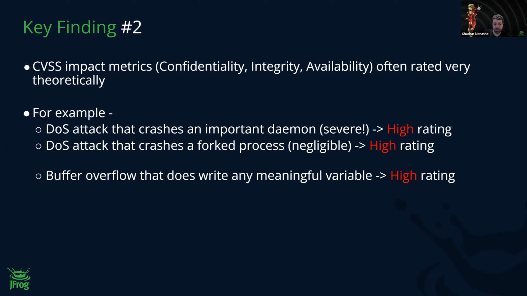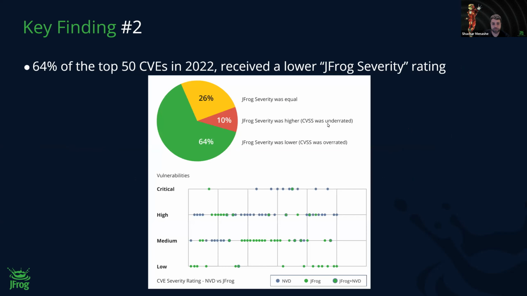A second example, if there's a buffer overflow vulnerability, immediately it will get the highest rating for every parameter: confidentiality, integrity, and availability. It's very rare that it won't. But it could be a buffer overflow that doesn't allow the attacker to overwrite any meaningful variable. Sometimes it's a limited buffer overflow, like one or two bytes, and the attacker cannot write any variable, just the end of a buffer. So it may not even lead to availability loss, but as long as it's a buffer overflow, it will get a high rating on each and every one of these metrics.